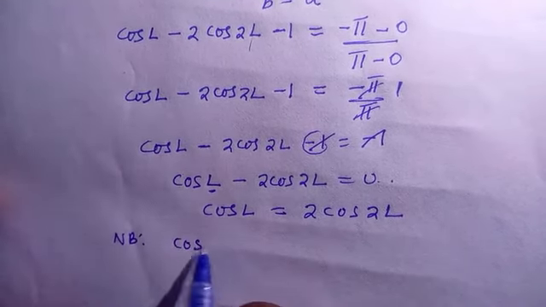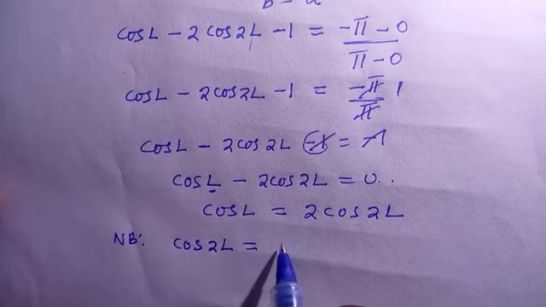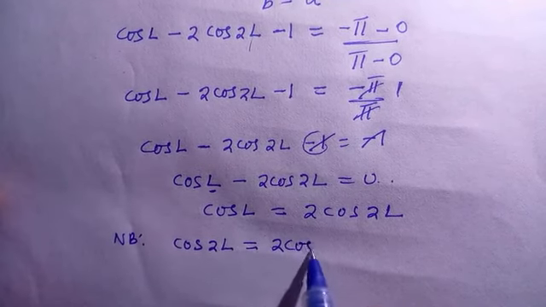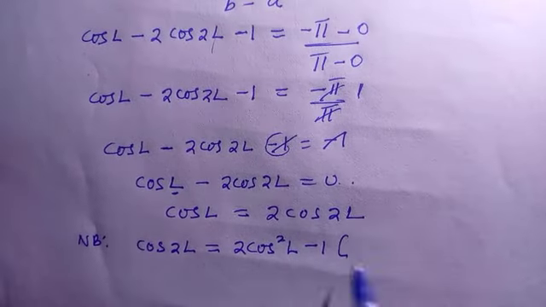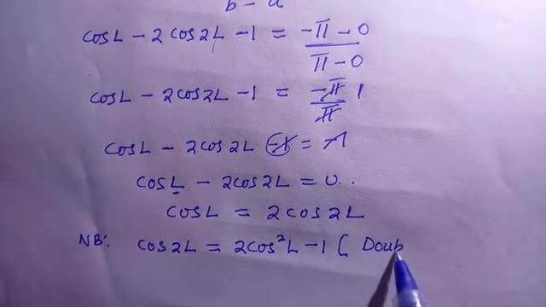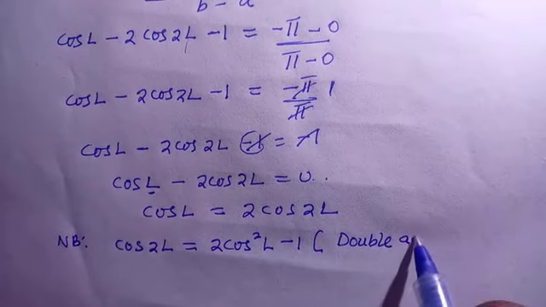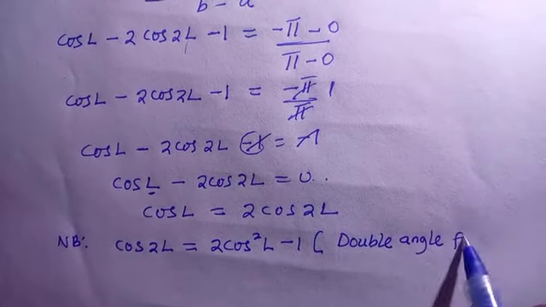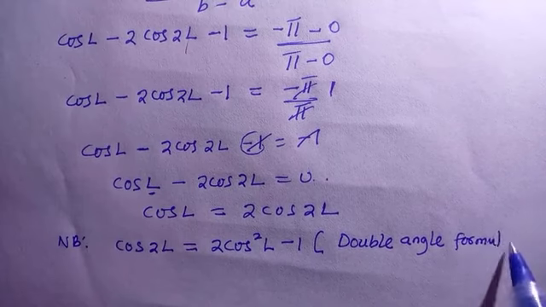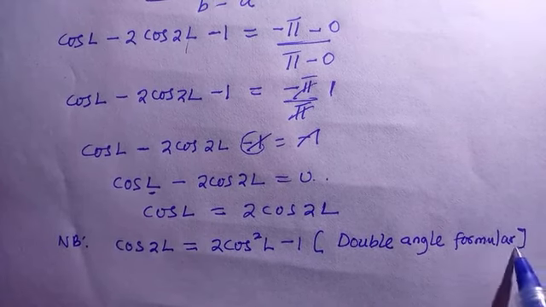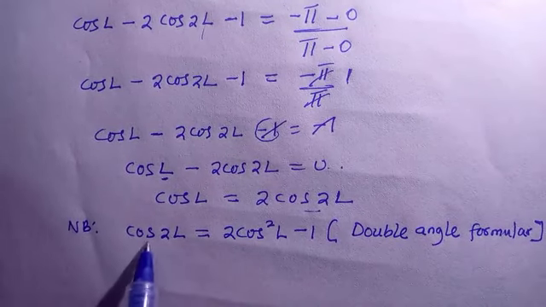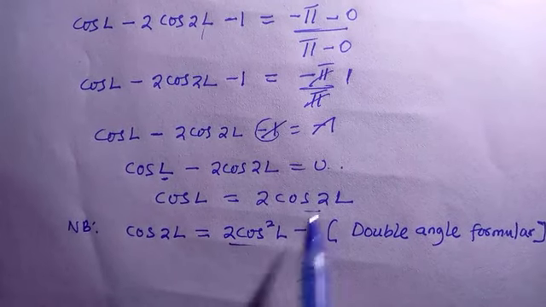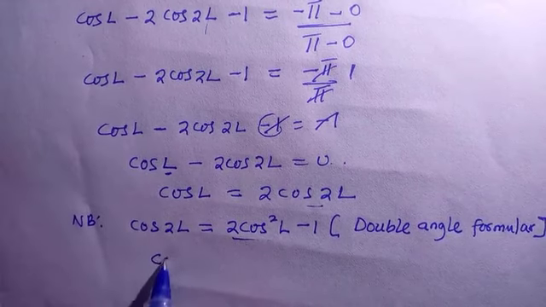And note that cos 2L is a double angle formula, and the value of it is 2 cos square L minus 1. Because cos L is still cos L, that's why I go for cos 2L. It has an identity which can make this equation become a quadratic equation. So cos 2L is 2 cos square L minus 1, a double angle identity. So I will just replace it above.